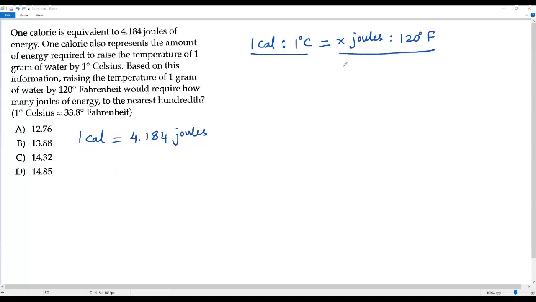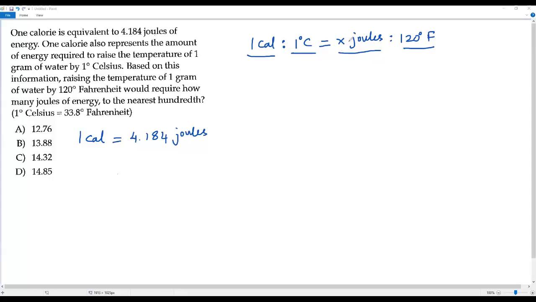So we can form a proportion by equating the two ratios, because both ratios represent the same thing: the amount of energy required and the temperature by which it has to be raised. When I equate these two ratios, it forms a proportion. When I look at the proportion carefully, the units are different. Here we have amount of energy, and here we have amount of energy, but in different units. Here we have temperature, and here we have temperature, also in different units.